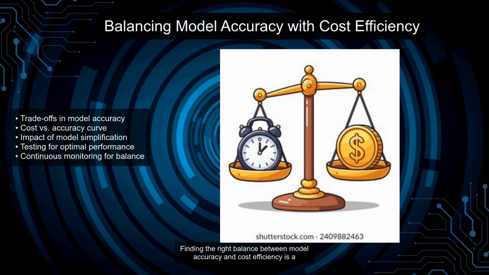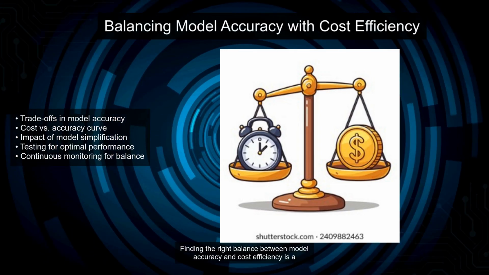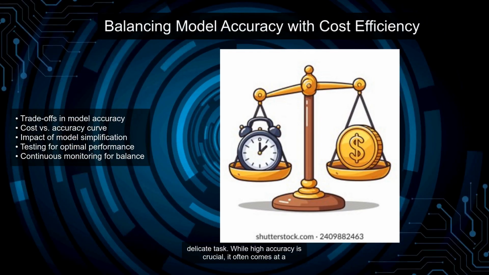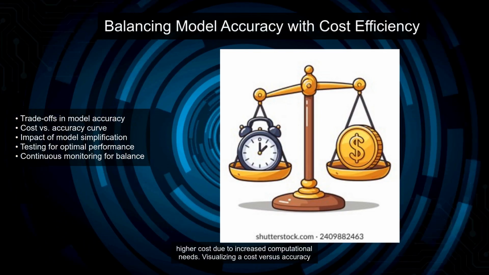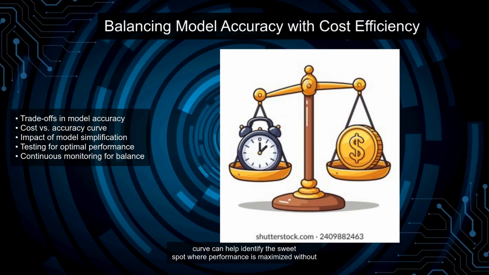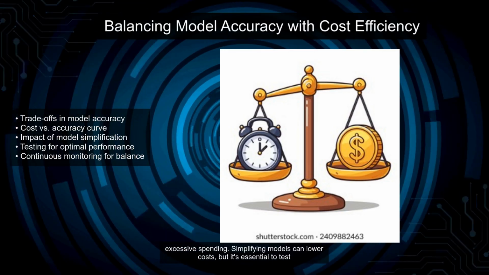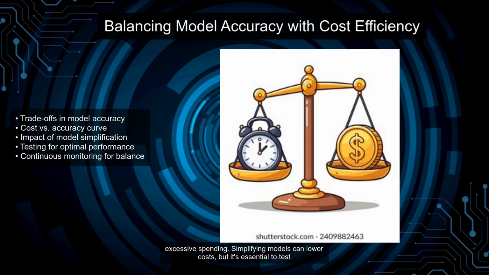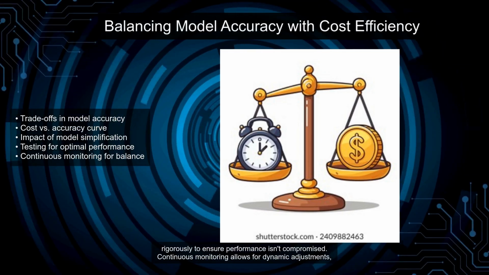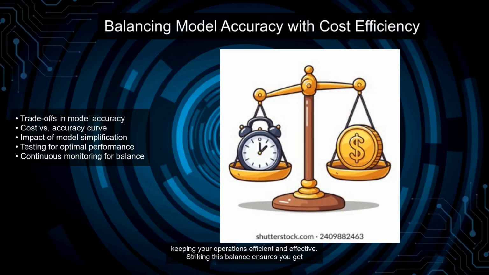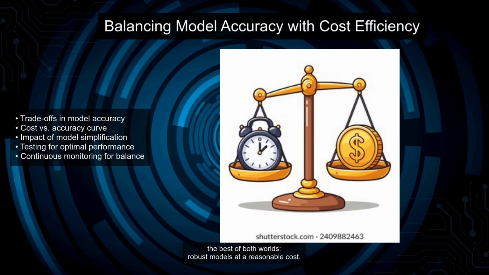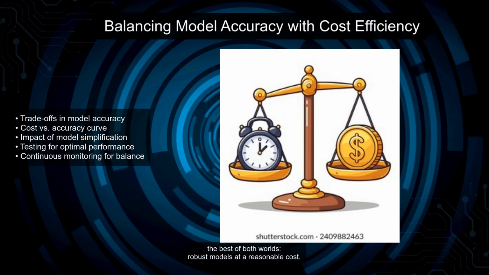Finding the right balance between model accuracy and cost efficiency is a delicate task. While high accuracy is crucial, it often comes at a higher cost due to increased computational needs. Visualizing a cost versus accuracy curve can help identify the sweet spot where performance is maximized without excessive spending. Simplifying models can lower costs, but it's essential to test rigorously to ensure performance isn't compromised. Continuous monitoring allows for dynamic adjustments, keeping your operations efficient and effective. Striking this balance ensures you get the best of both worlds, robust models at a reasonable cost.